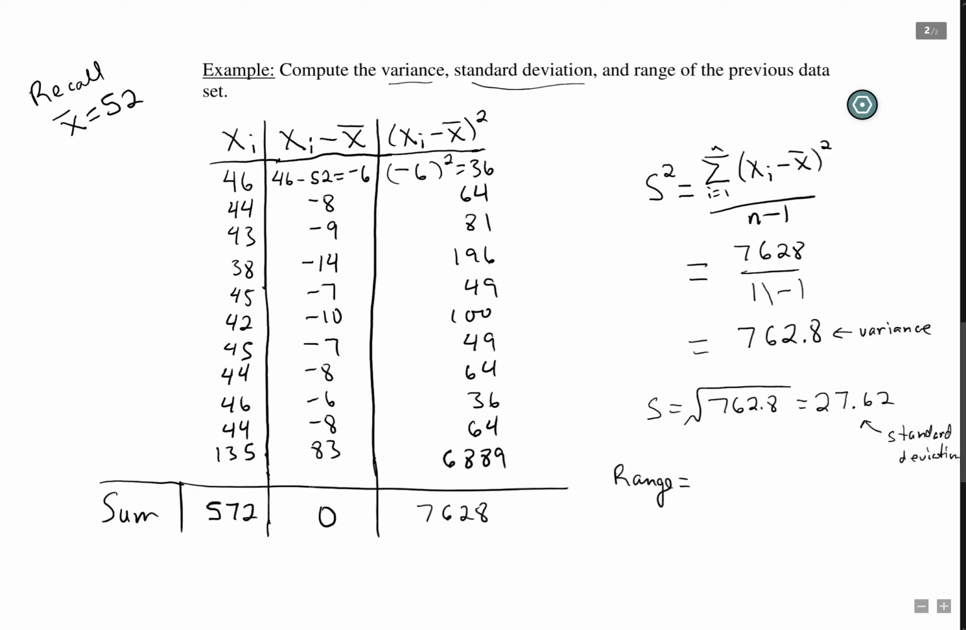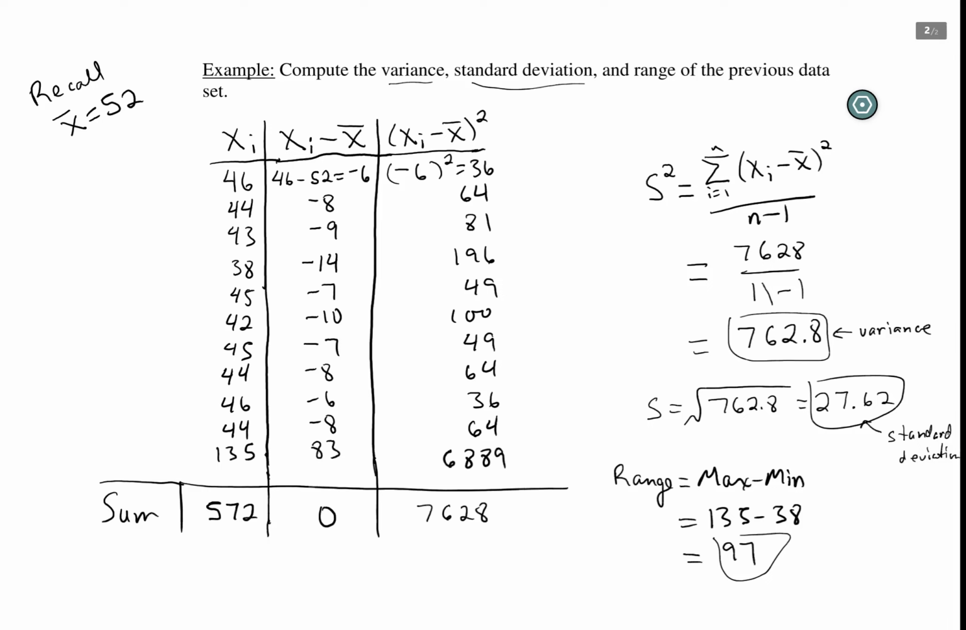Here, let's compute the range. The range, again, is that crude measure, the max minus the min. So it's going to be 135, the maximum value, minus the minimum value, 38. Take that difference and you have 97. So we've got our variance, our standard deviation, and now our range. What we're going to look at in the next lesson is how we can use this standard deviation to tell us more about a data set.